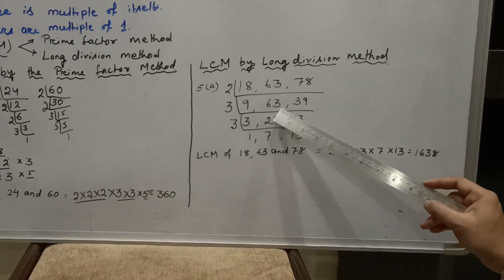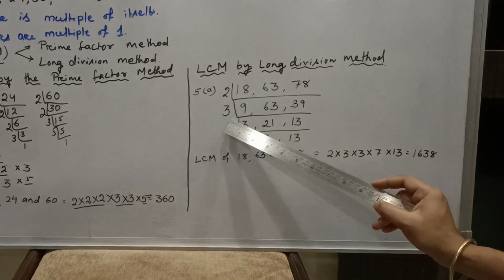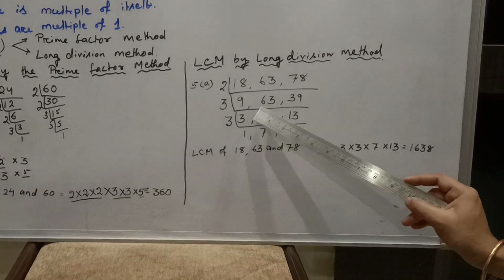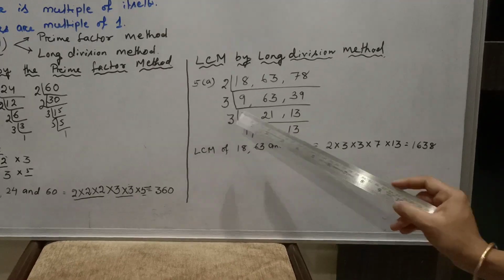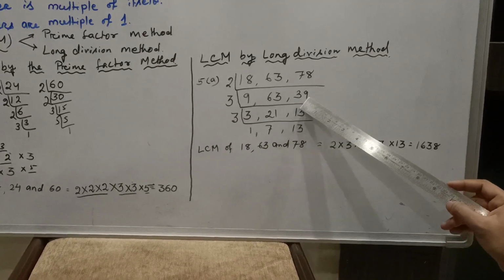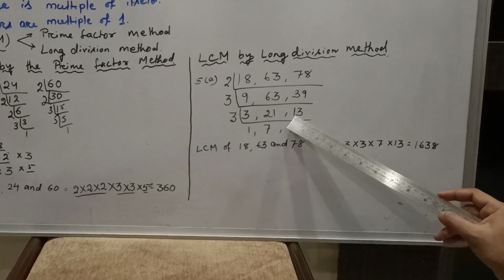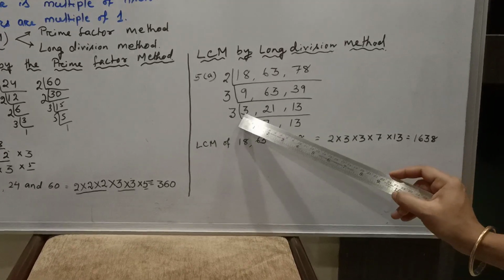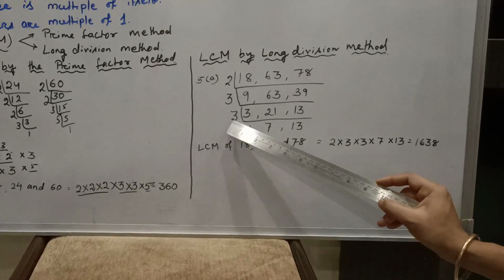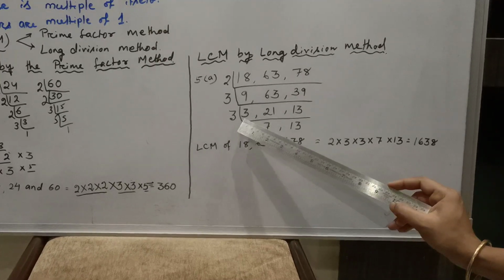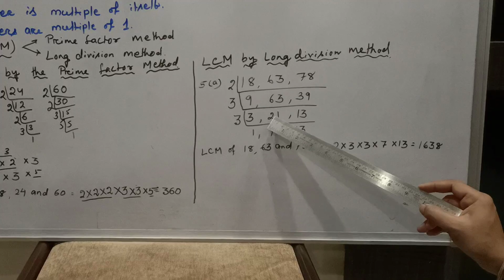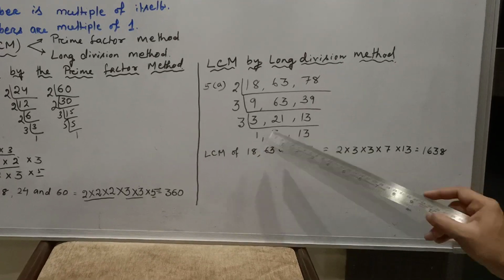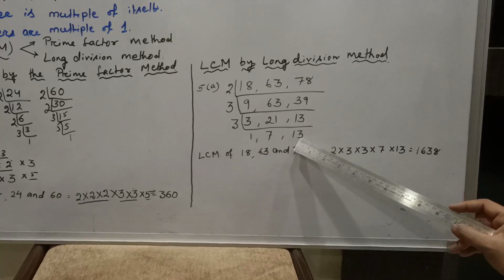Now these 3 numbers are divisible by 3. Take 3. 9 divided by 3 is 3. 63 divided by 3 is 21. 39 divided by 3 is 13. Out of these 3 numbers, these 2 numbers are divisible by 3. So 3 divided by 3 is 1. 21 divided by 3 is 7. 13 is not divisible by 3. So write down 13 again.